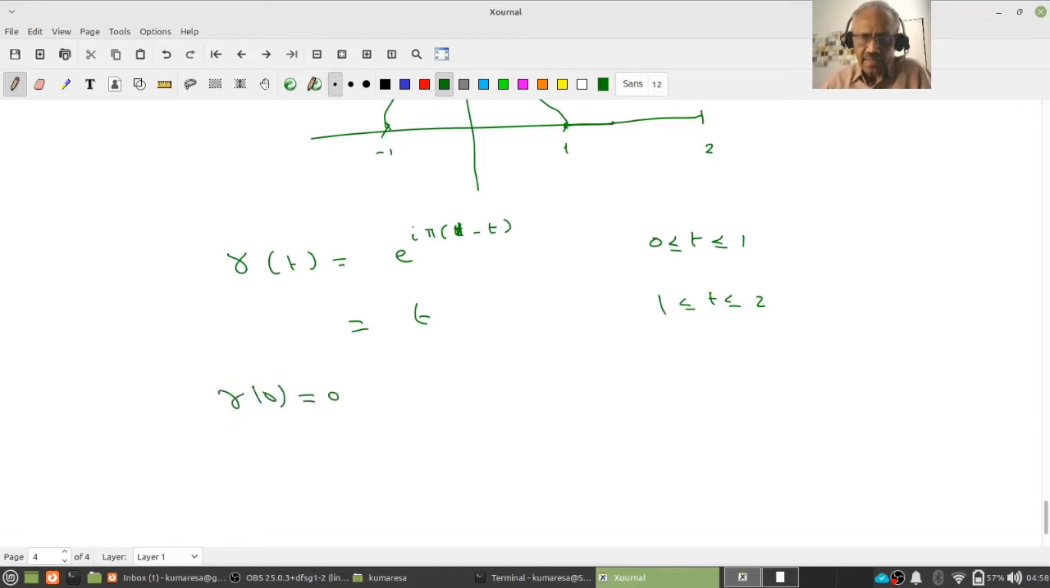1 is 1, whether I come from this side when t equal to 1 and put t equal to 1. And gamma prime t, you know how to compute, so let's not worry about it: e power minus i pi t, therefore minus i pi into e power i pi (1 minus t), etc. At t equal to 1, this is 0, therefore it's i pi when I am coming on the interval 0 to 1, whereas on the interval 1 to 2, it is going to be 1.